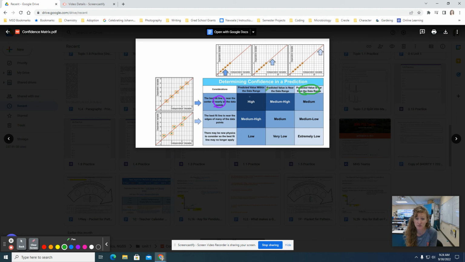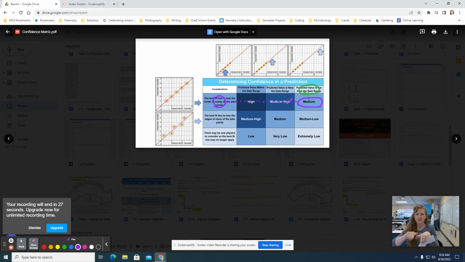Okay, once I've determined these two considerations, it's a little bit like Battleship. You go down and you go over until you hit the same box, which in this case is this box. Those two values meet in the middle, so our confidence would be medium.